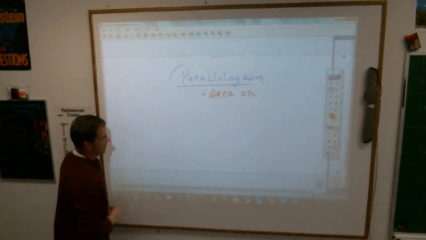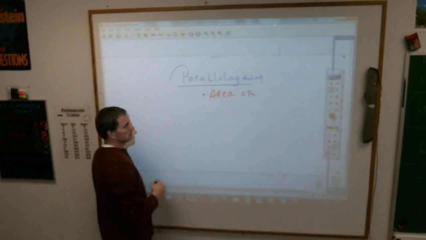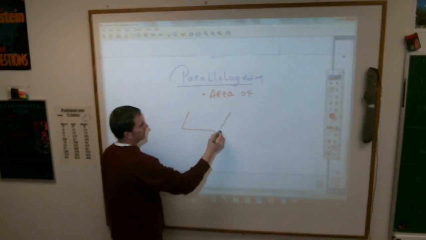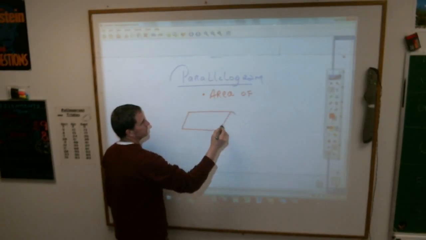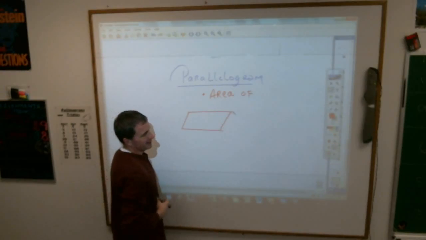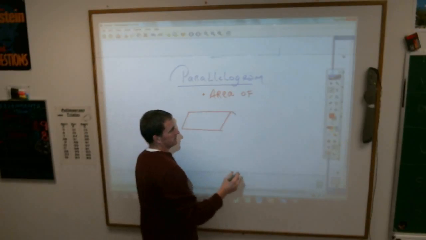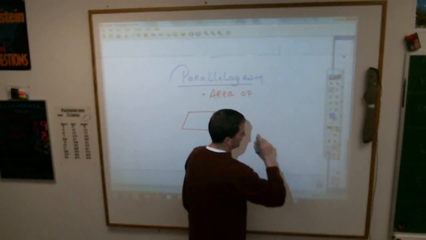What is a parallelogram, you ask? What's a parallelogram? It is a quadrilateral that has two sets of parallel lines. A rectangle is a parallelogram. We're looking at these here. And the simple gist of this is this.